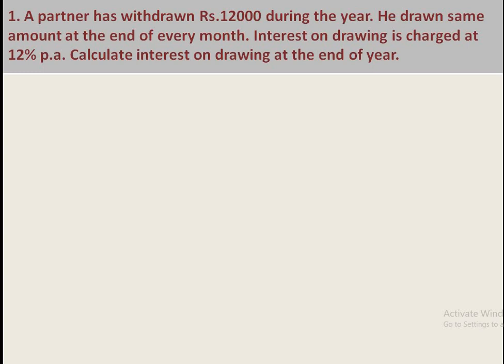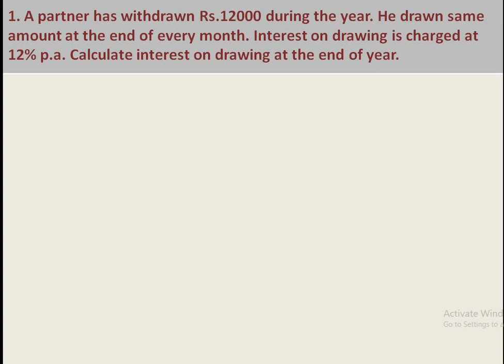He drawn the same amount at the end of every month. Yes, what this line means: this 12,000 is drawing during the year. This total drawing is not made on a very specific date. He has drawn the same amount at the end of every month. It means every month he was making a drawing of 1000. So 1000 into 12, the total drawing of the year is 12,000.